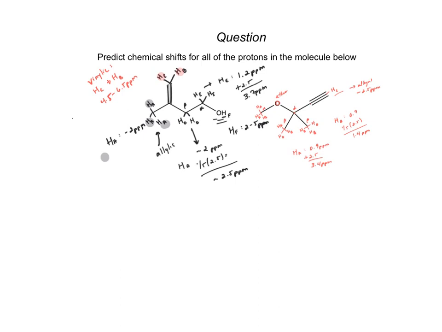Okay, so hopefully you guys did okay on those. And the difference between the inductive effects and the pi electrons, the diamagnetic anisotropy effect, hopefully that is clear, and when to use one versus when to use the other.